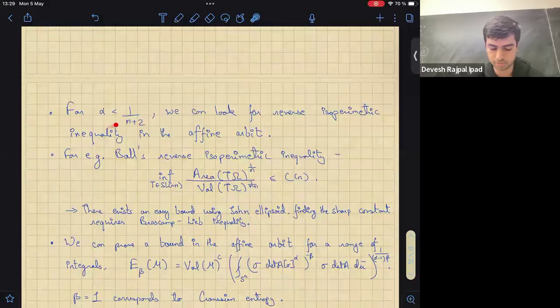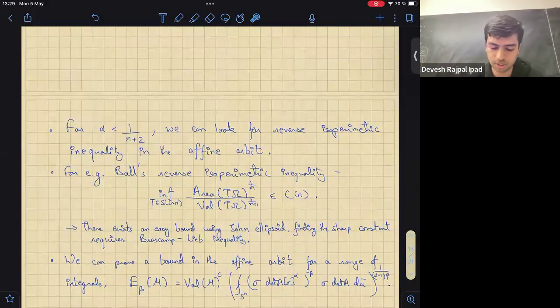So for sub-affine powers, it's like we are getting reciprocals of bounded quantities because the exponent is flipping signs. What we can do now instead is look for reverse isoperimetric inequalities, but it has to be done at the cost of looking in the affine orbit. So this can be done for our usual isoperimetric inequalities. We are sticking to the case of convex bodies here.